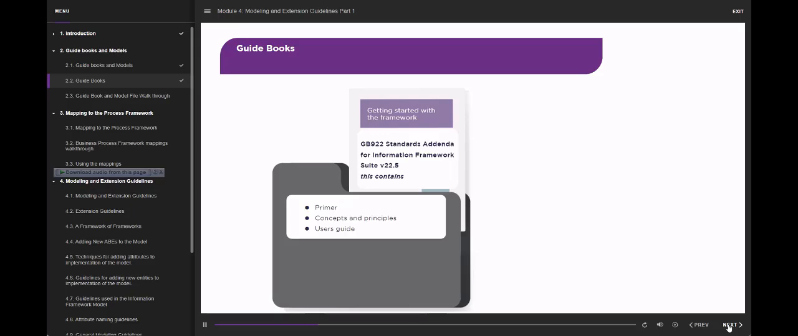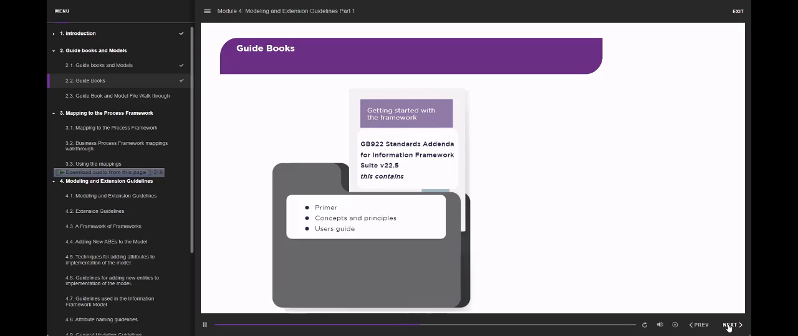The complete Level 1 structure with definitions of each domain and Level 1 ABE, as well as mappings to the business process framework. It has been consolidated into GB 991, which contains concepts and principles for the information framework, business process framework, and application framework. The user's guide contains much of the content of this module, as well as descriptions of the patterns you saw in the previous module.